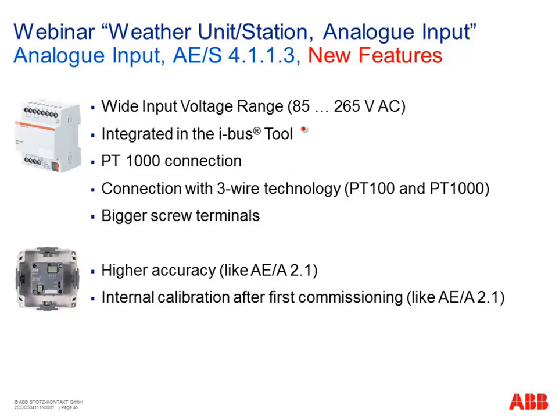Let's summarize here the new features compared with the former analog input. It's more or less the same like the weather station. Input voltage range, IBAS tool support, PT1000 can be connected now, also in 3-wire technology, and the bigger screw terminals. Plus calibration and higher accuracy existing also here in the analog input compared with the former version.